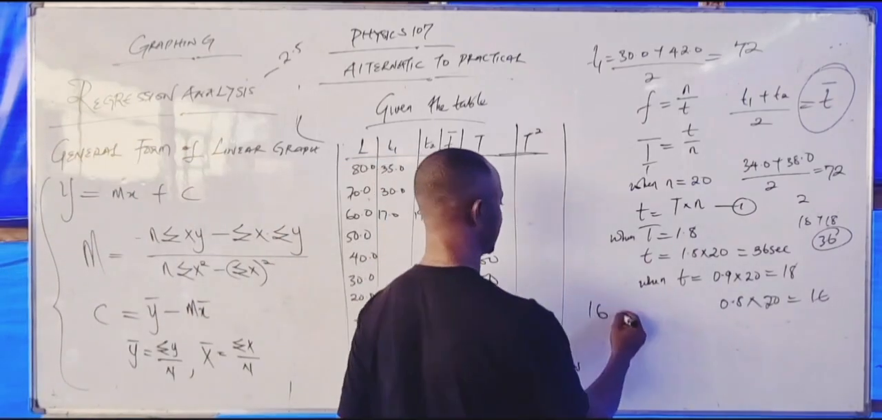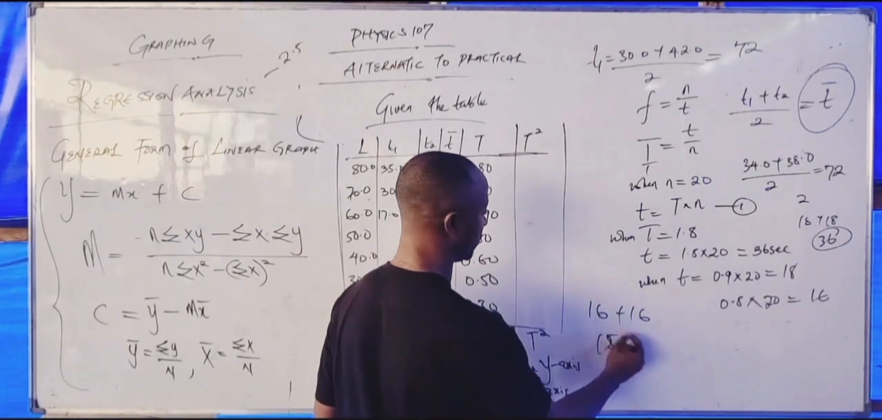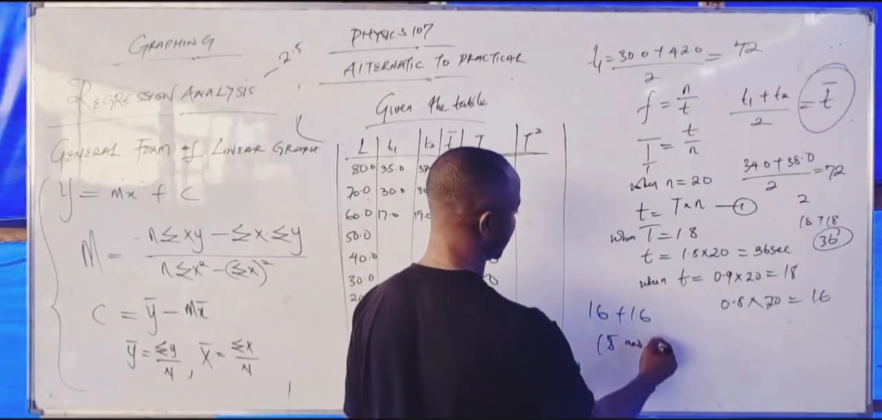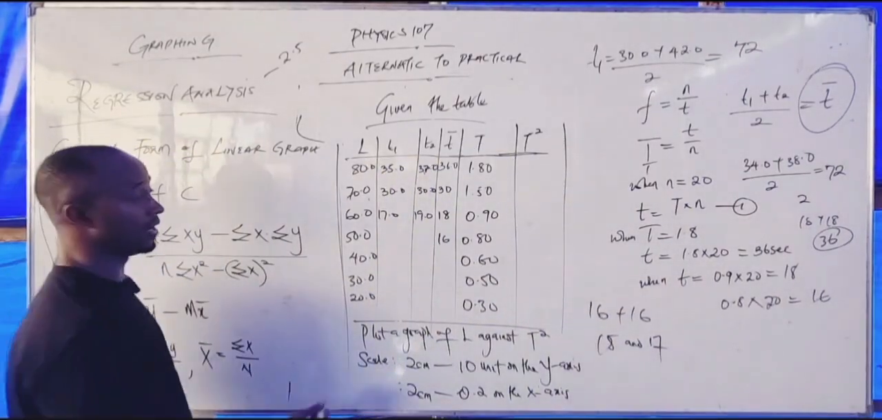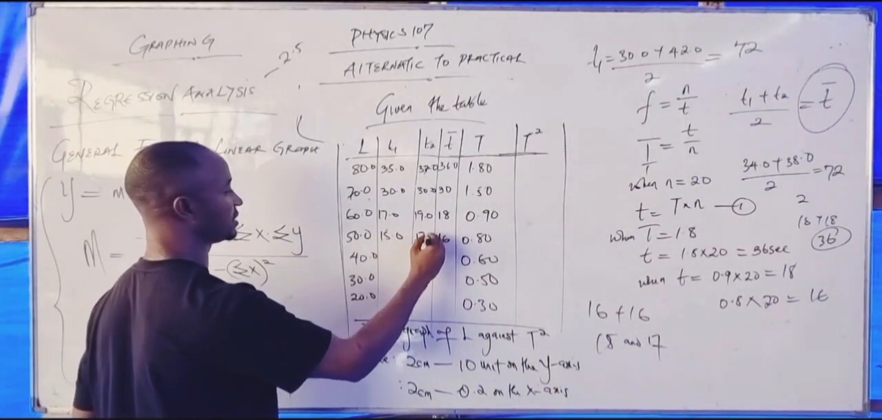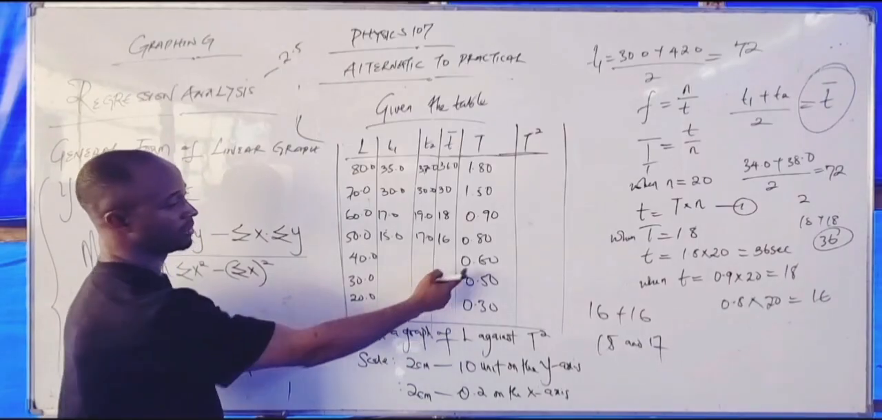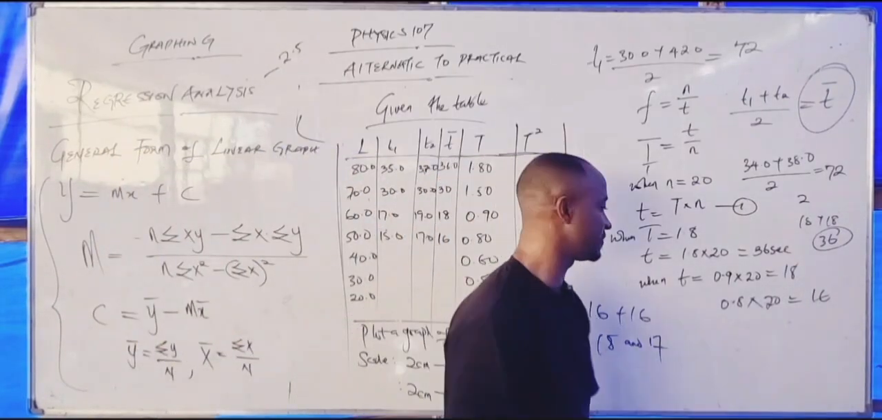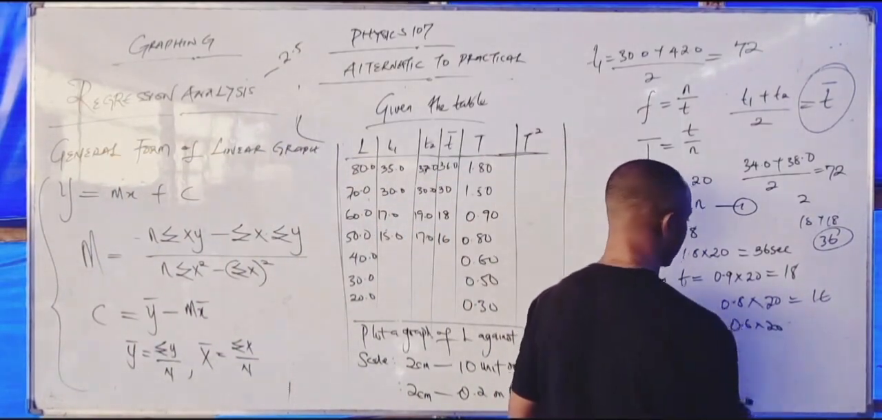16 plus 16 is what? Right? So 15 and what? 17, Abi? Is that okay? 15.0 plus what? 17.0, right? Okay. Multiply 0.6 by 20. What do you have? 0.6 by 20 is what?